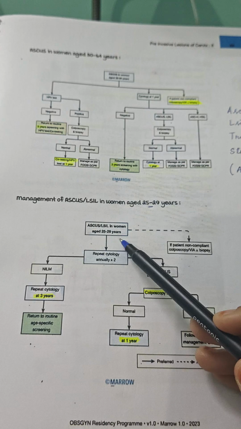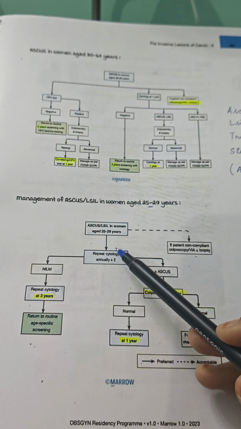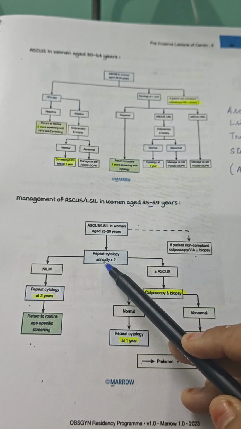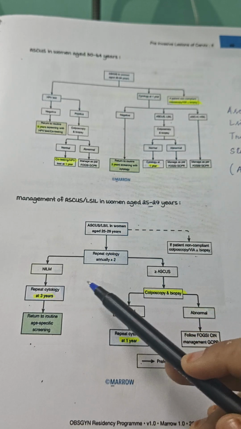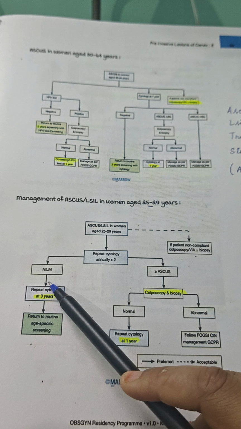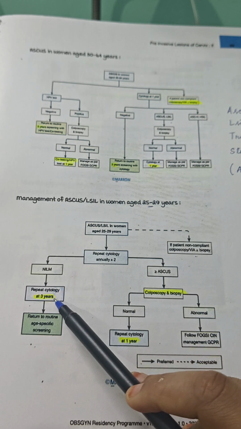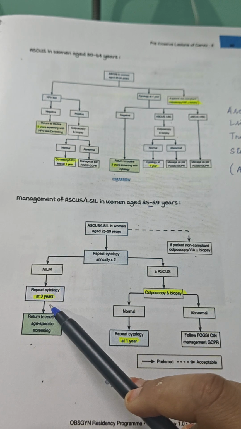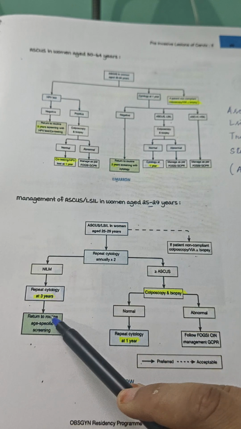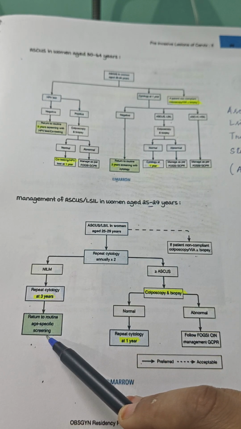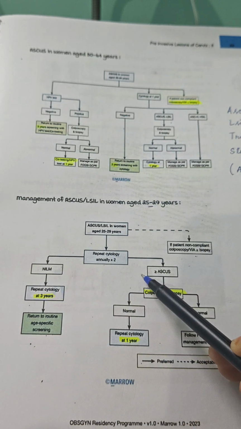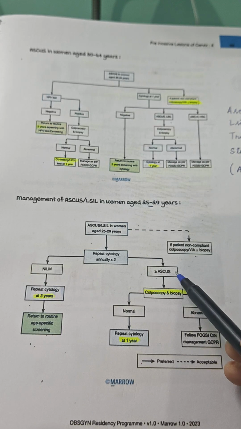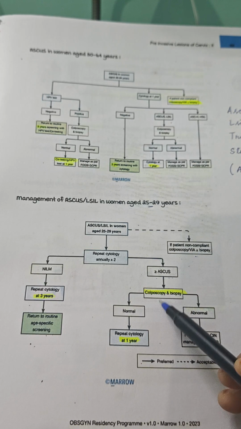And if she is a compliant patient, then we can repeat her cytology after 6 months, meaning twice annually, every 6 months we will repeat her cytology. And if on the repeat cytology her report came out to be NILM, then the screening is done after every 3 years, and we will return to the routine age specific screening as advised by the ASCCP.